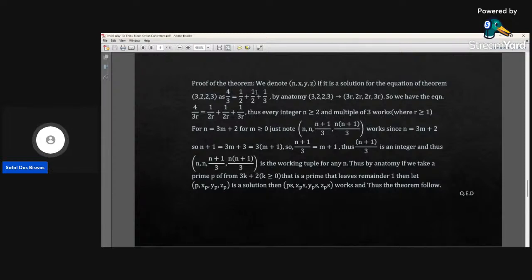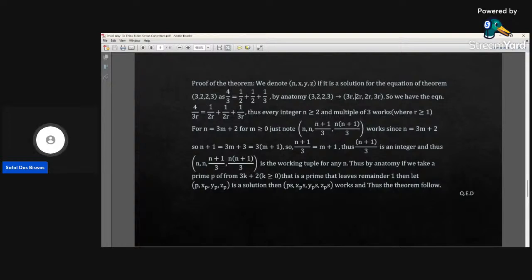Thus, by the anatomy, what we have done before, you can see that for n equals 3 we have 2, 2, and 3. For n equals 3, we are done. But we need to find all integers, right? By the anatomy, 3, 2, 2, 3 goes to 3r, 2r, 2r, and 3r. Thus, every multiple of 3 is covered in the equation.